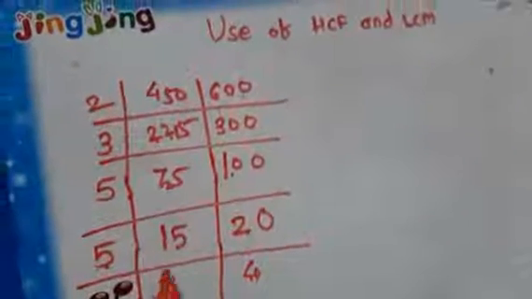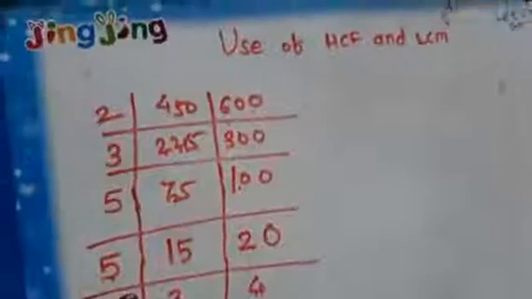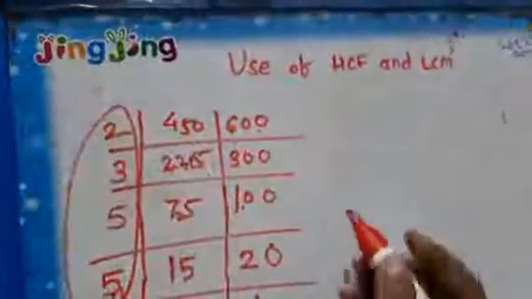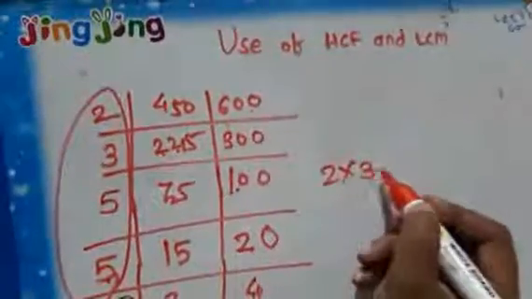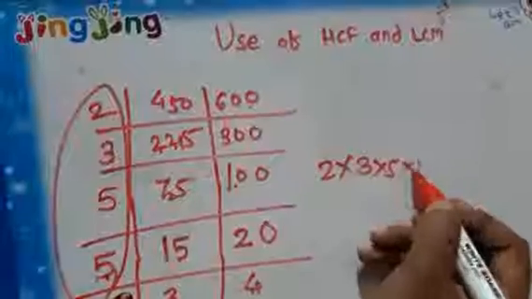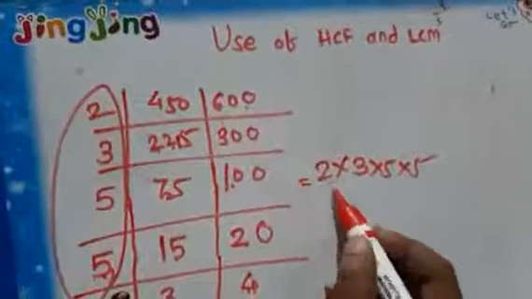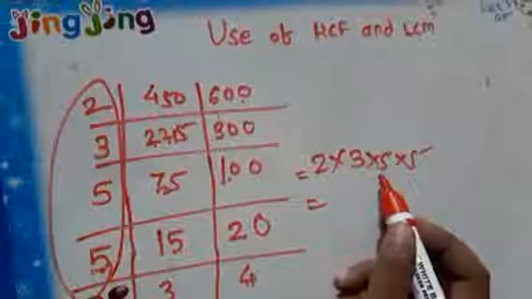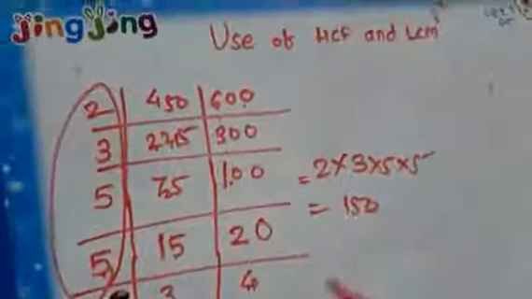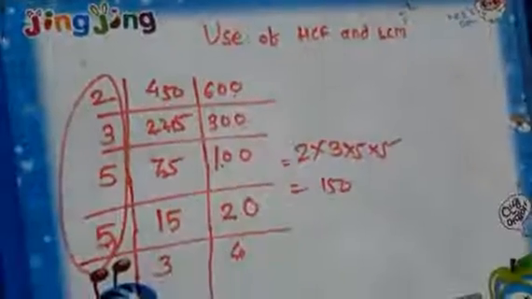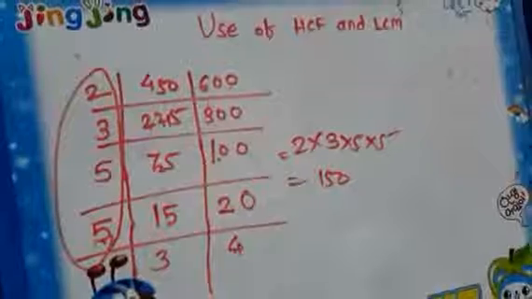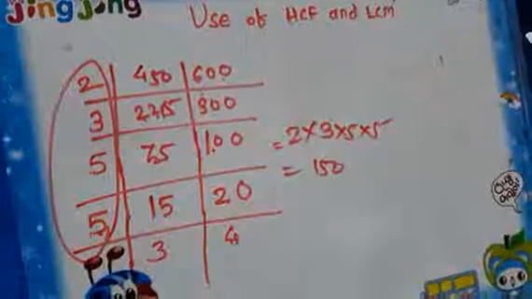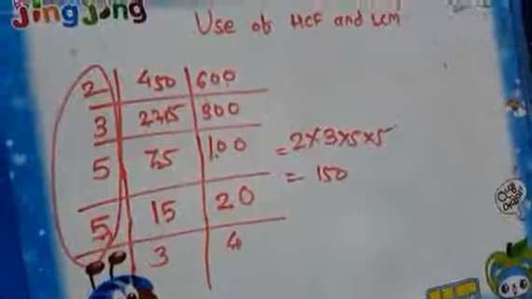Again after this we can't write any common numbers, because 3 is a prime number. So only these numbers we have to consider: 2 into 3 into 5 into 5. So 2 3s are 6, 6 5s are 30, 30 5s are 150. So the HCF of 450 and 600 is 150. Now see what we are going to do.